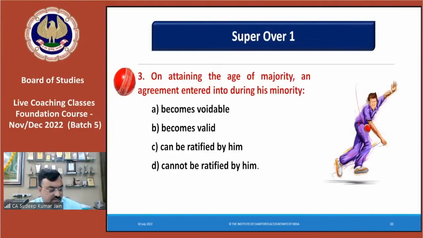Next. On attaining the majority, an agreement entered into during his minority: becomes voidable, becomes valid, can be ratified by him, cannot be ratified by him.